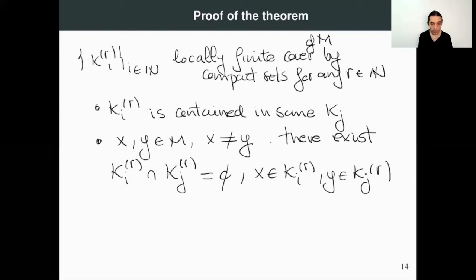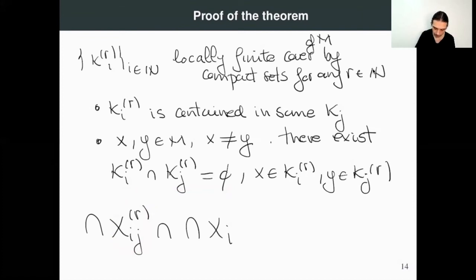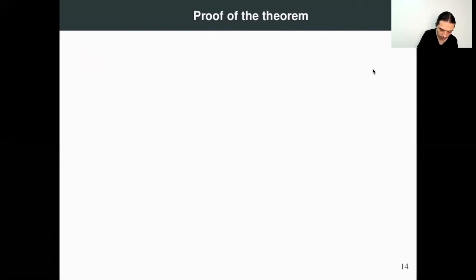And now we are going to consider the following set. The intersection of X_ij super R intersection with all the Xi's. Okay, of course we are considering these sets just when this intersection is not empty. Okay, so what can we say about this intersection? The first thing that we want, let's write it down again.